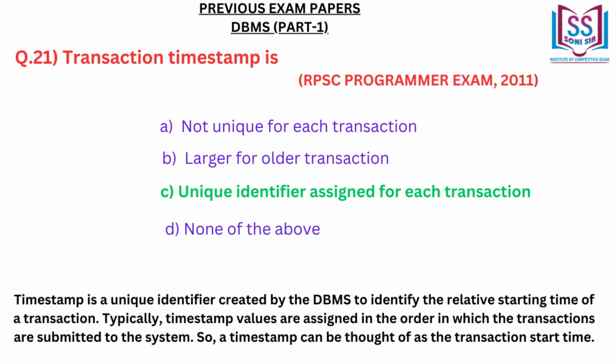Timestamp is a unique identifier created by the DBMS to identify the relative starting time of a transaction. Typically, timestamp values are assigned in the order in which the transactions are submitted to the system. So, a timestamp can be thought of as the transaction start time.